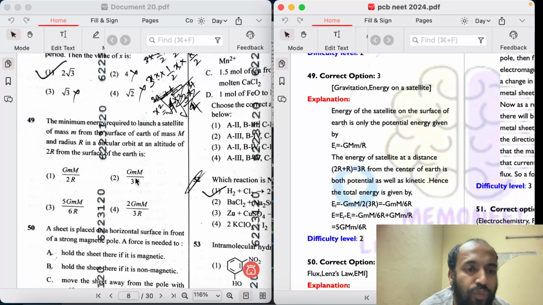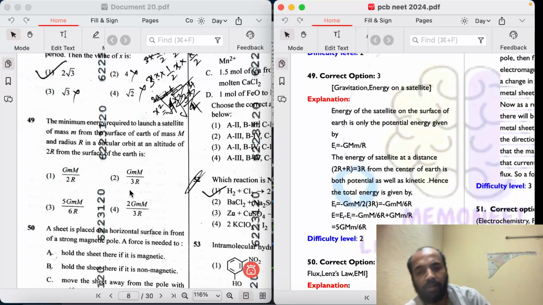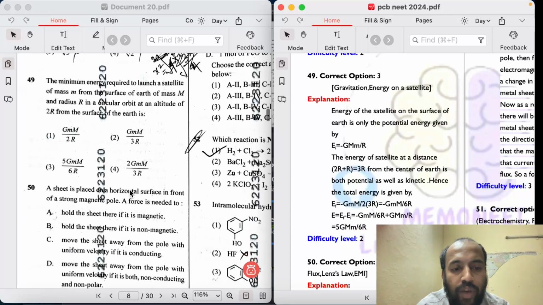So if you now want to find out the energy required, you have to subtract the initial energy from the final energy. The final energy was the total energy, which was this. Initial energy was minus GMm by r. So we can do the maths. Minus, so it will be plus here. It will be 5 GMm by 6r. So the correct option would be option number 3. So you have to do your calculation carefully. Remember what would be the total energy and what would be the potential energy.